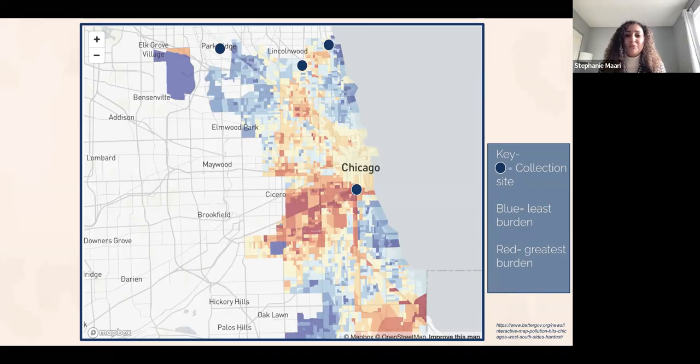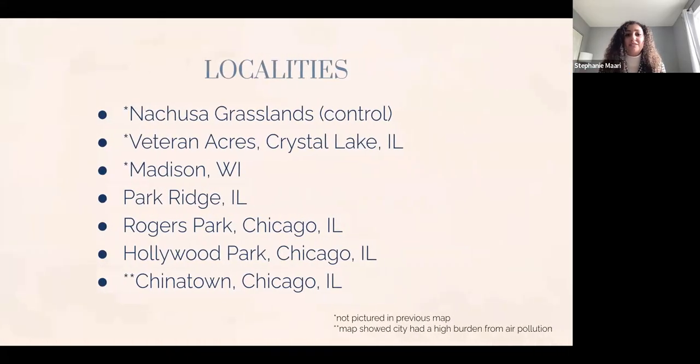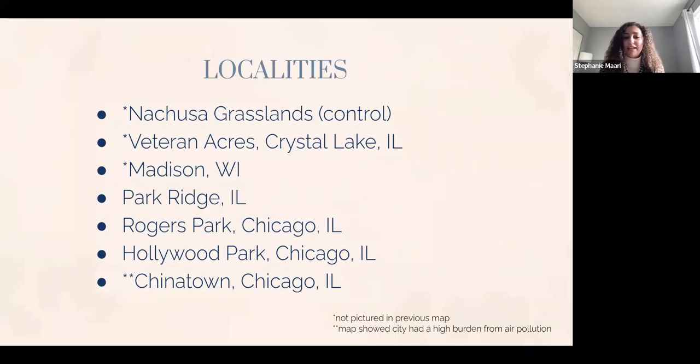Anyway, so what we wanted to do is we wanted to have a wide variety of samples. So we collected from Nachusa grasslands, which is about 80 miles or 90 miles west of Chicago. So we're making the assumption that it will be kind of unaffected by industrialization and industry. I collected from Crystal Lake, Illinois, which is about 50 miles outside of Chicago. We had some other ones like Madison, Wisconsin, and then back to that map from the original slide, we had Park Ridge, Illinois, Rogers Park, Hollywood Park, and then Chinatown, which is important to note that it was found in that very dark red big burden from pollution area.